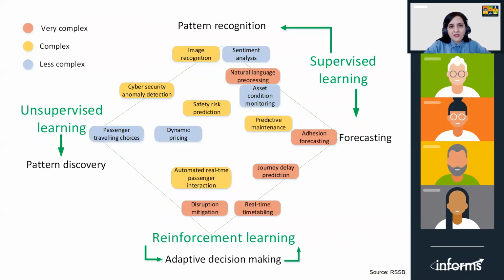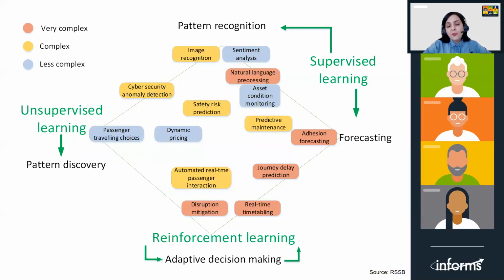Now I move on to the method section of my presentation. Basically, a wide range of railway operational problems can be addressed by machine learning and the three types of learning in machine learning. Some of these problems are less complex, such as dynamic pricing. Some of them are more complex, such as predictive maintenance of the infrastructure. But the problems that are very complex are the ones that deal with the real-time management of railway networks.